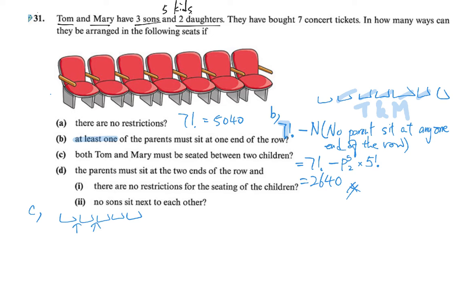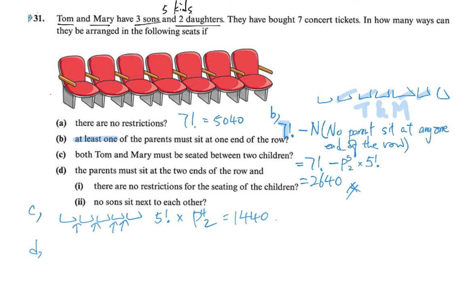It means 1, 2, 3, 4. 4 gaps here are possible seats for Tom and Mary. Therefore, the first step, arrange these 5 kids, 5 factorial, and then 4 choices for Tom and Mary. It means 4P2. So the answer becomes 1440. Okay, 5 seats, 4 gaps. Take 2 for Tom and Mary.